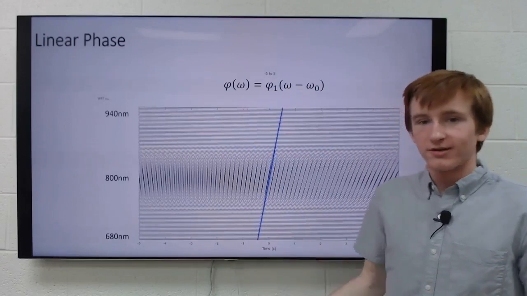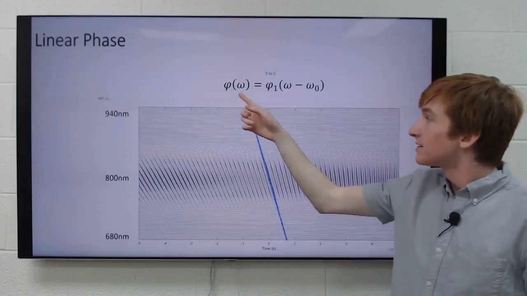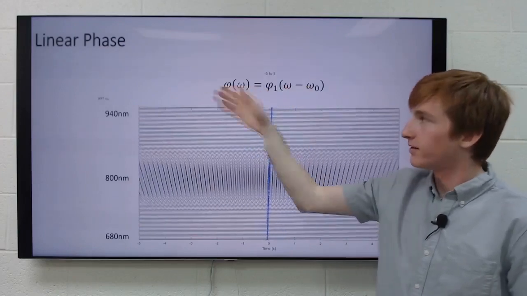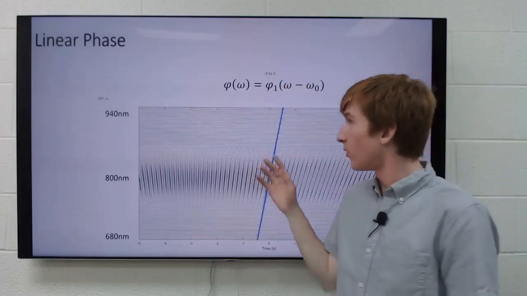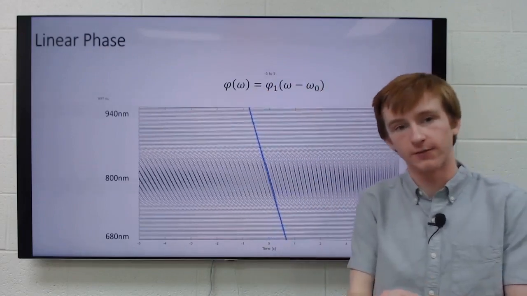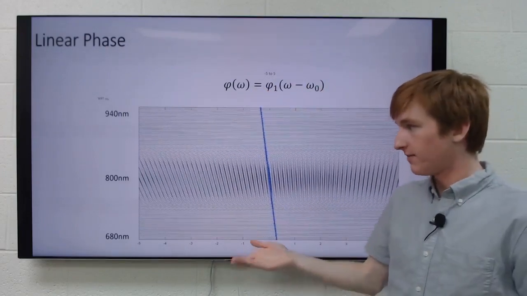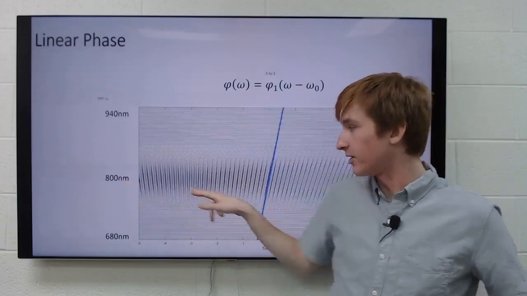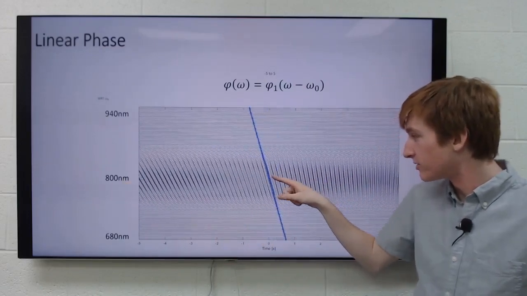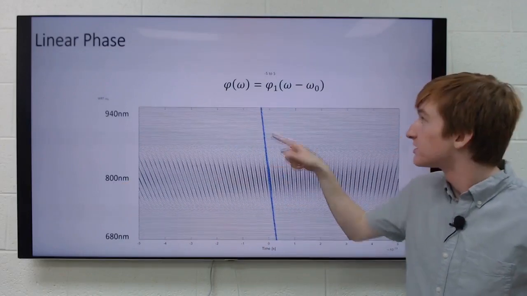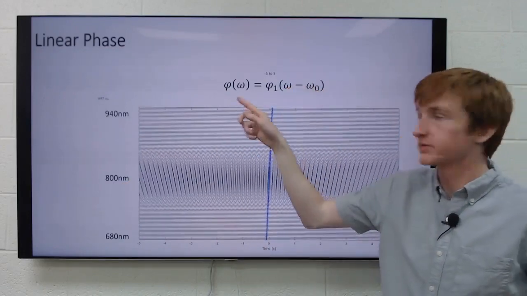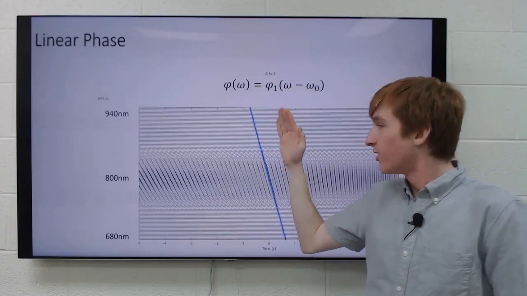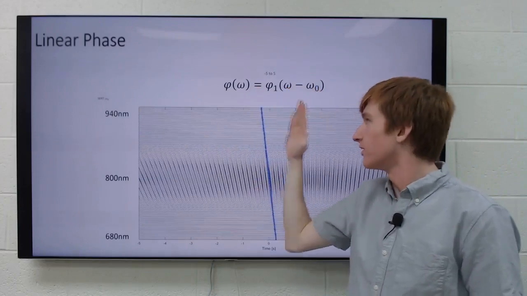Why does it look good now? Because notice this phase is 0 when omega is equal to omega naught. If omega is equal to omega naught, this is 0, so the phase is 0. So what is omega naught? Omega naught is the central angular frequency. If you put that into wavelength, that's the central wavelength, or lambda naught. Lambda naught in this case is 800 nanometers. So you can see at 800 nanometers, the phase is always 0 because this is always 0. Everything cancels and the phase is always 0. And so it's just sitting here. So the fulcrum is now at omega naught. And you can see you have the linear phase.